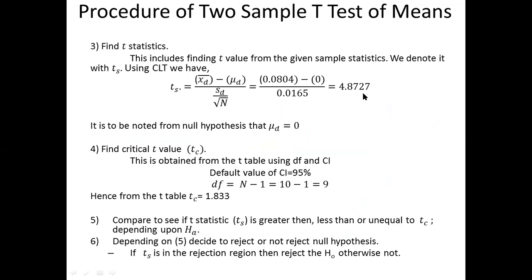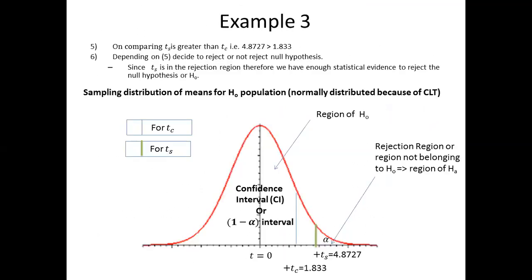In step number 5, we compare to see if our T statistic TS is greater than, less than, or not equal to TC. And basically, this means that on the diagram of the null hypothesis, which is shown by the sampling distribution of mean, where our TS value is lying. So we can see that since our TS is much greater than the critical T value, this basically means that we are lying in the region of rejection. Very confidently, we are lying in the region of rejection. There is a region which does not belong to H naught, rather it belongs to the other hypothesis or the other population, which is HA.